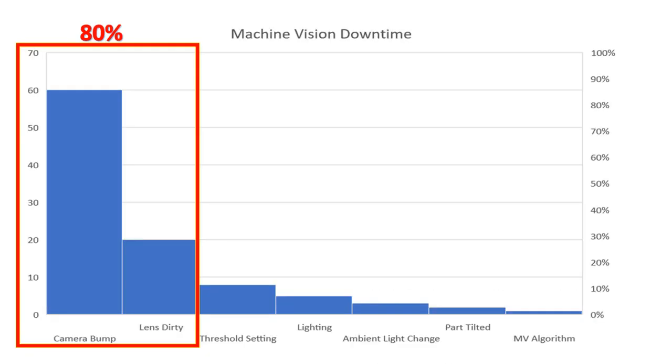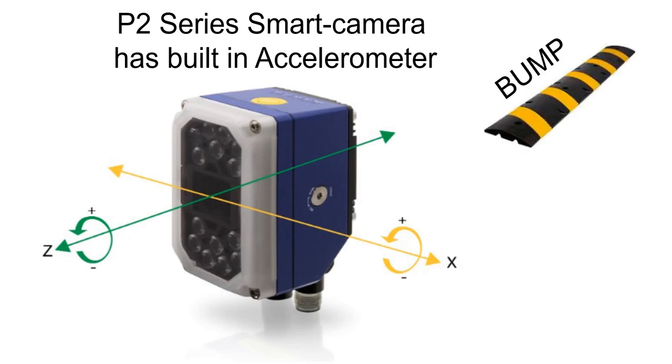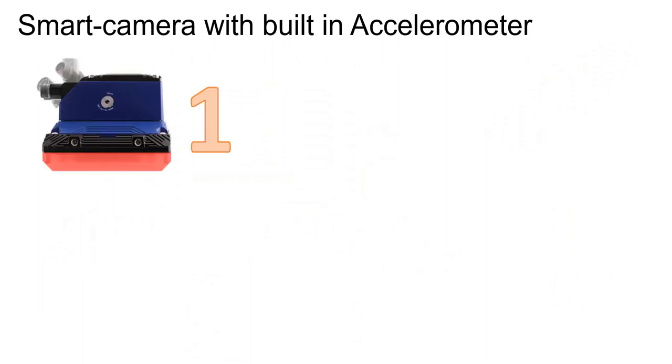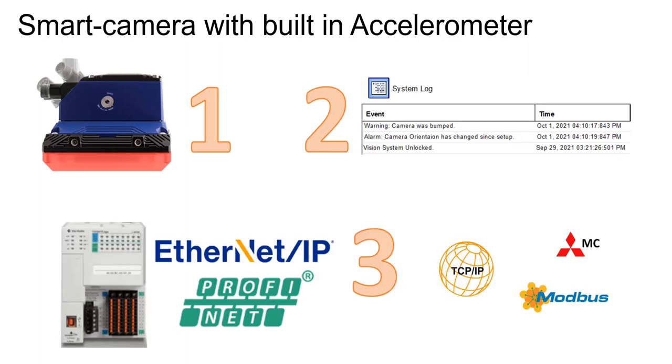Let's talk about OEE, overall equipment efficiency, which basically means increasing uptime or reducing downtime. Here's a Pareto chart of machine vision downtime causes from one plant that shows 80% of downtime hours are because the camera got bumped or the lens got dirty. The P2 smart camera has built-in accelerometers for bump and tilt monitoring. When the camera gets bumped or tilted, you can make the bezel turn red and add an event to the system log with a date timestamp and write to the PLC.